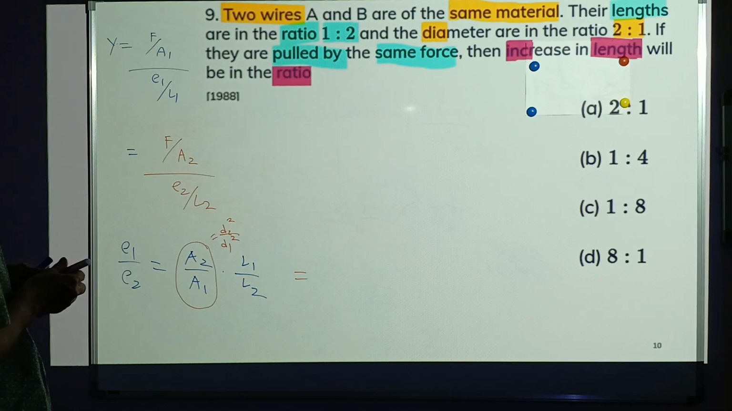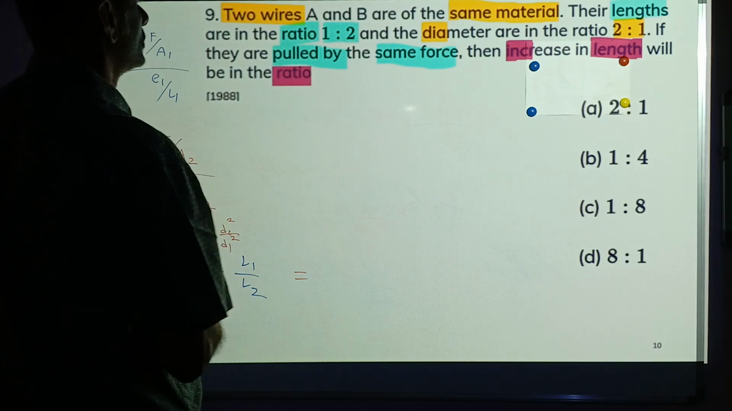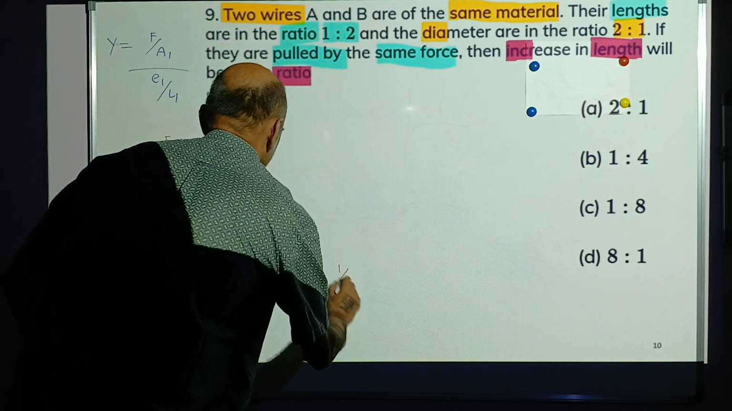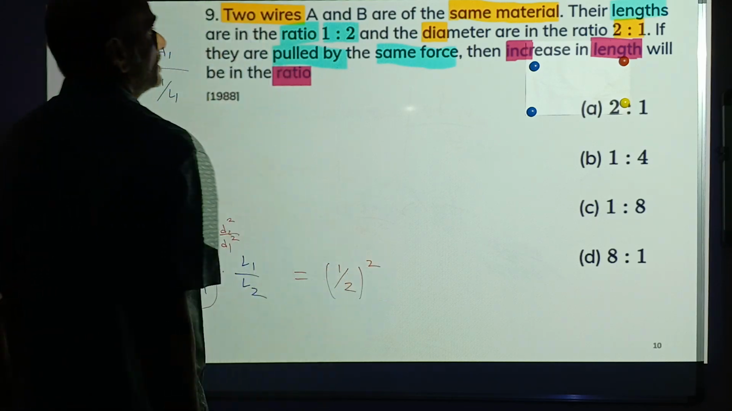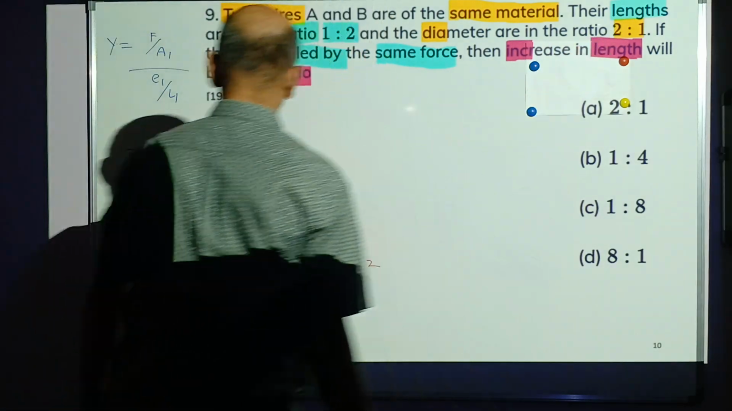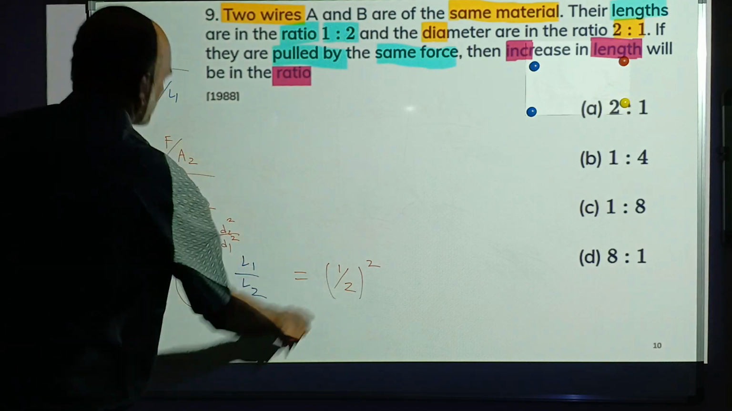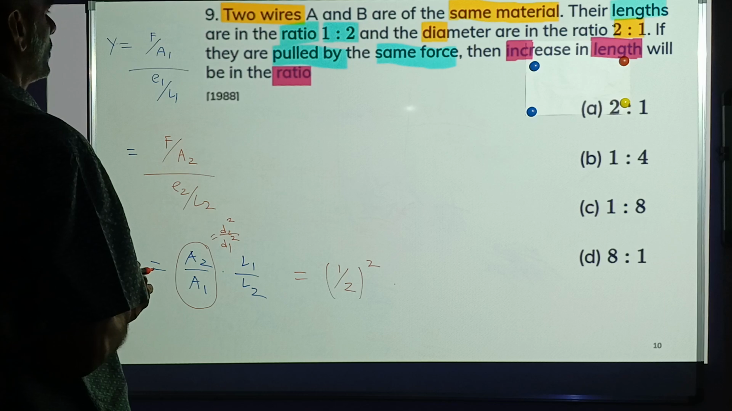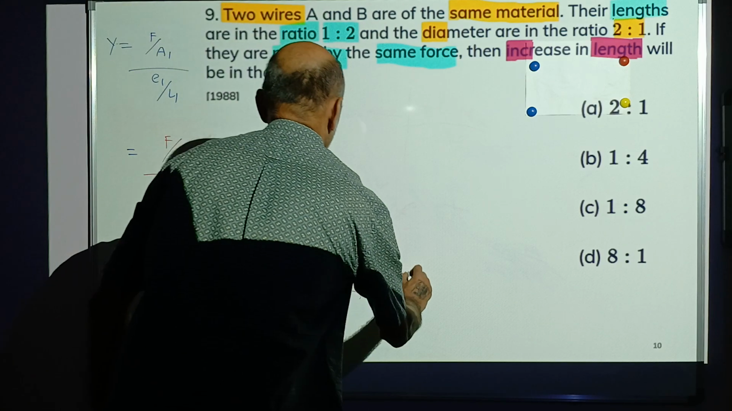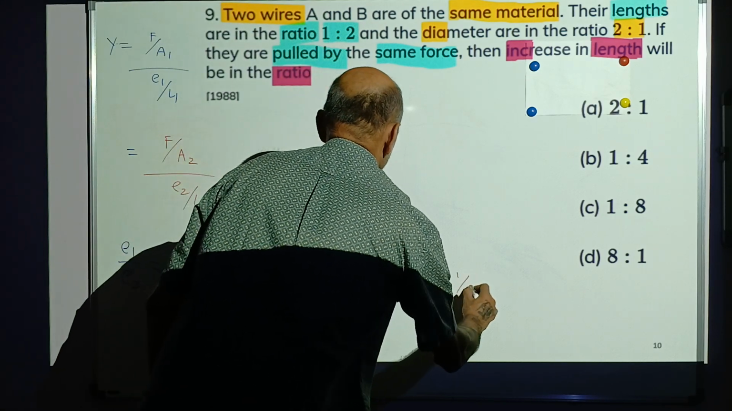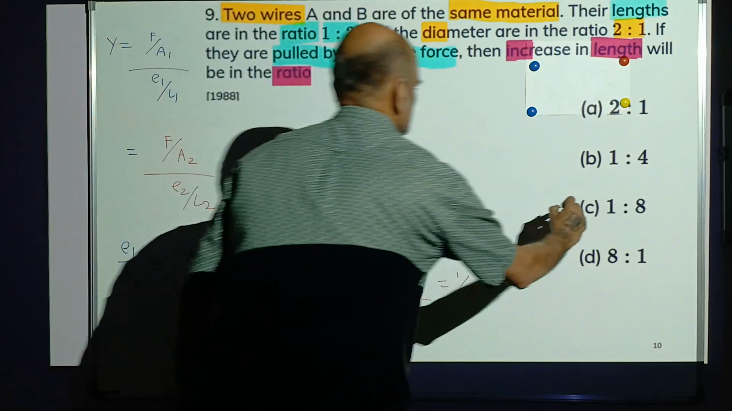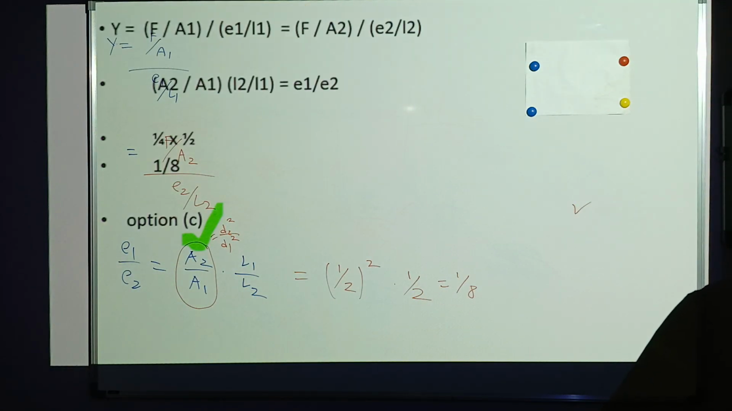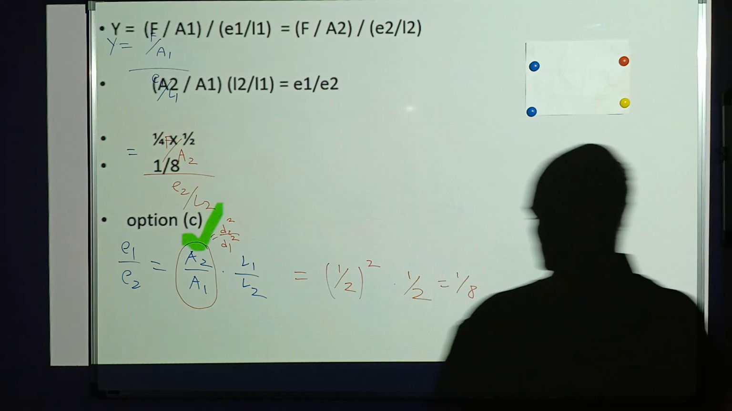So ratio of diameters is 2:1, and 1 is at the bottom, so it's 1 by 2. The first diameter is bigger. The first diameter is here, so it will be 1 by 2 into length ratio 1 by 2. It's 1 by 8. C is the correct answer.